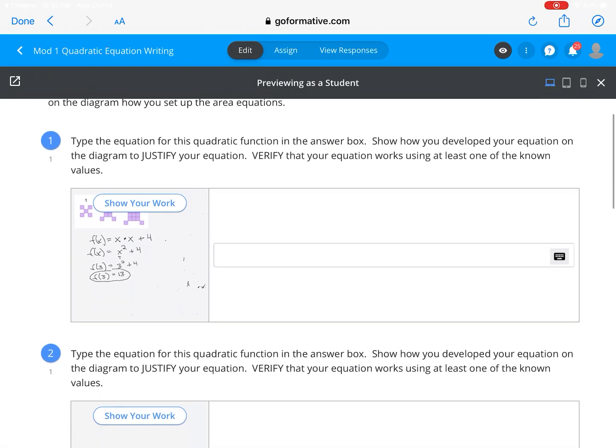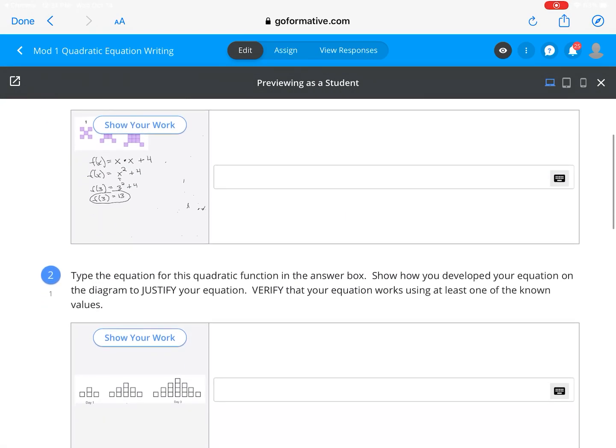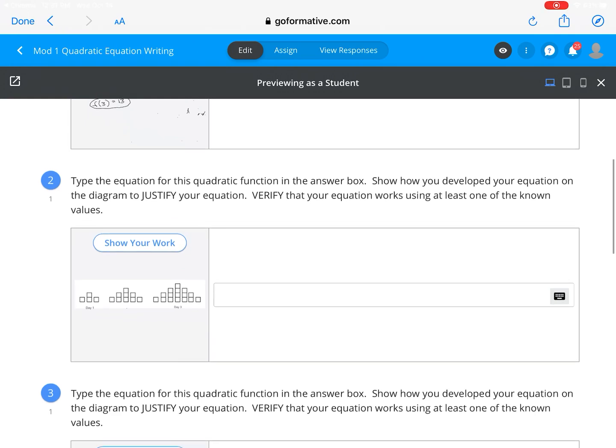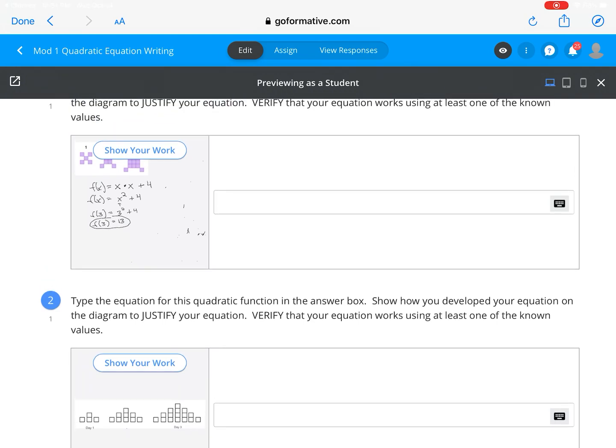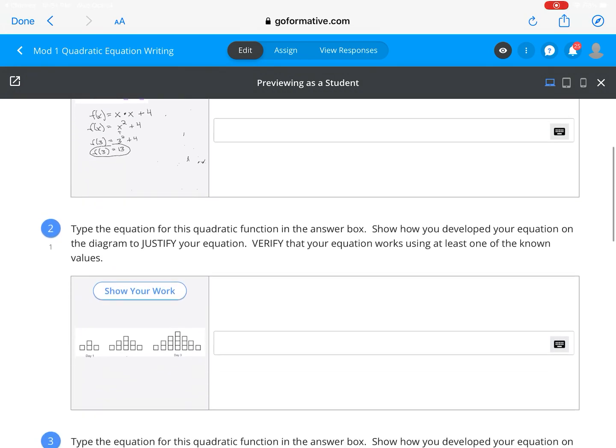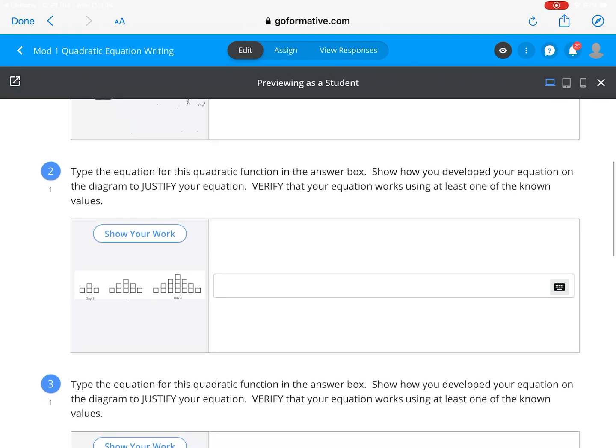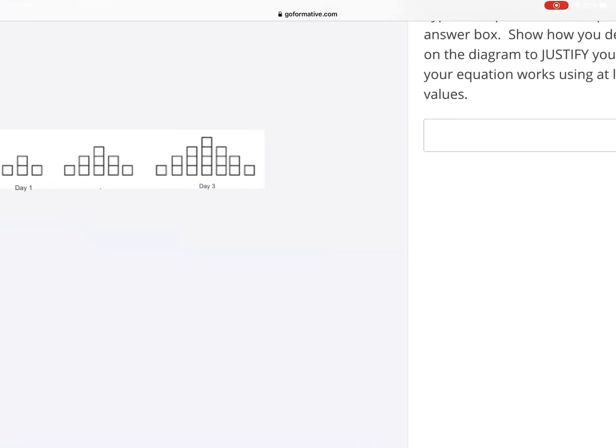Okay, number 2. Type the equation for this quadratic in the function box, or in the answer box. Show how you develop your equation on the diagram to justify your equation. So again, you need all these things that I'm writing down, like you have to show your work. Okay, you can't just type the equation. Verify your equation works by using one of the known values. That also shows me that you know what you're talking about for this, okay?